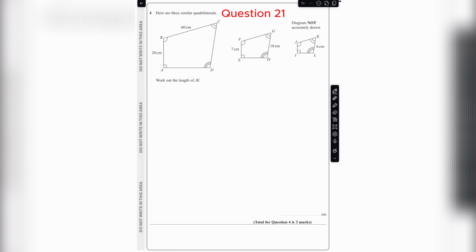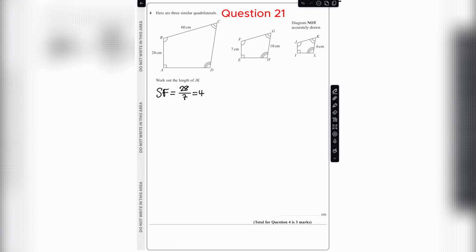In question 4, we are given 3 similar quadrilaterals. Work out the length of JK. So given as these quadrilaterals are similar, the first thing we need to obtain is a scale factor. And the scale factor can be obtained by dividing the length AB by the length EF. So 28 divided by 7 equals 4, and that represents our scale factor.